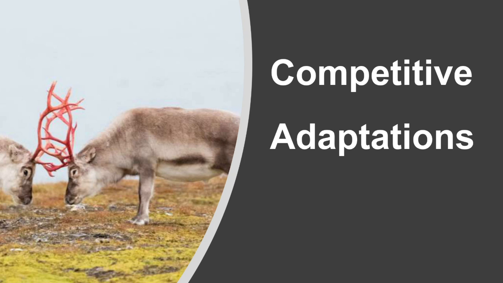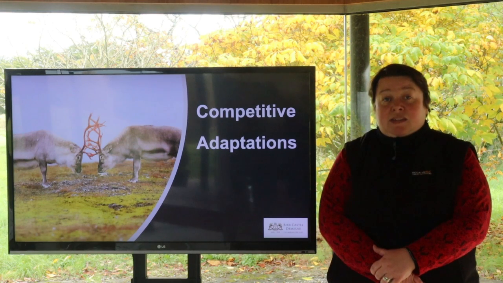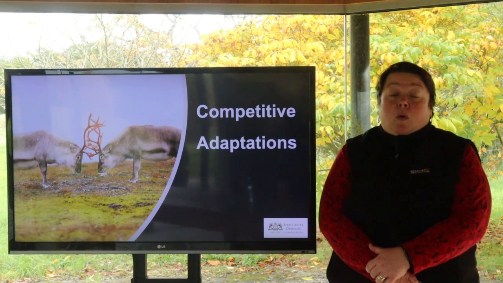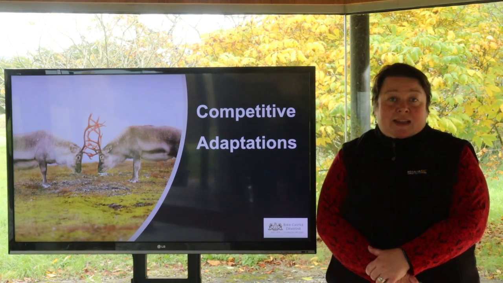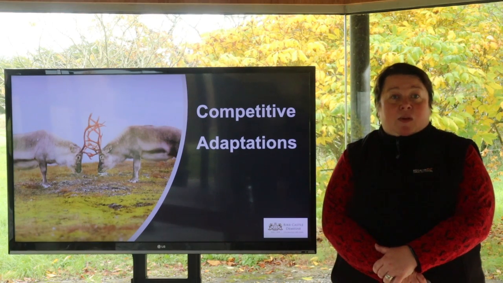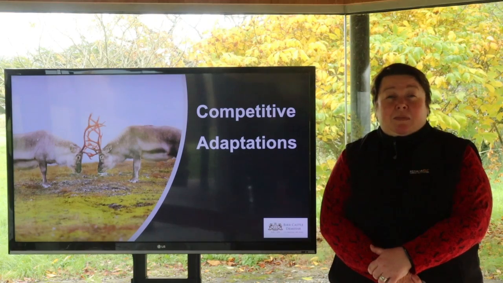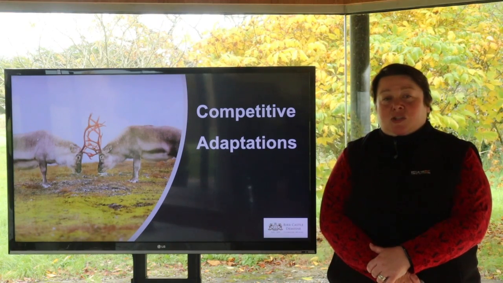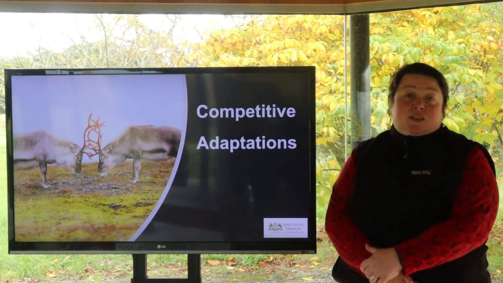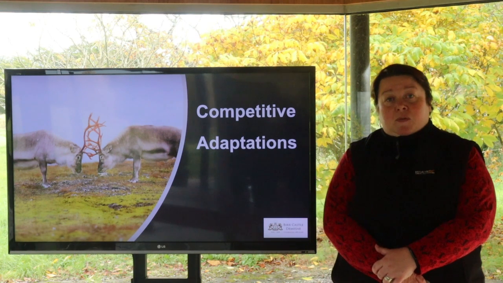Competitive adaptations are something we see in plants and animals, and this can be competition for light, for water, for food, or for mates. In plants, we see this, for instance, in flowers in the springtime. They choose to grow at different times of the year, so they don't have to compete for resources such as light and nutrients. In animals, for instance, you might have two stags fighting over a mate.